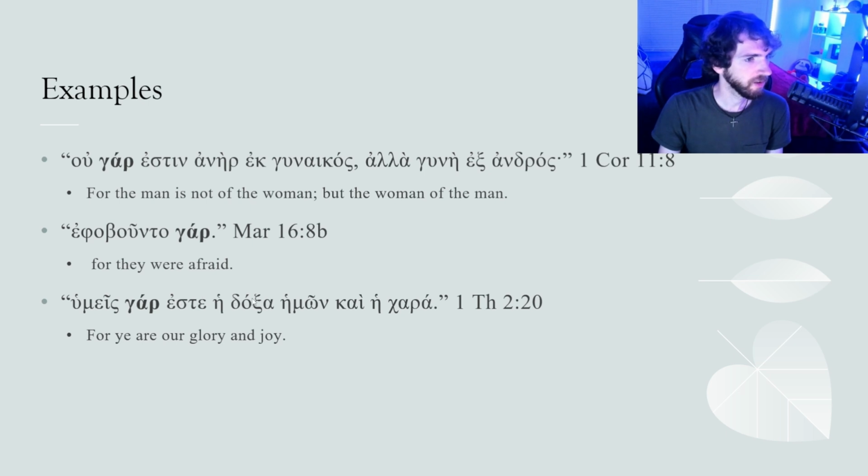Humeis gar este hē doxa hēmōn kai hē chara. So this is: for you are our glory and our joy. In this case, gar is the second word of that clause.